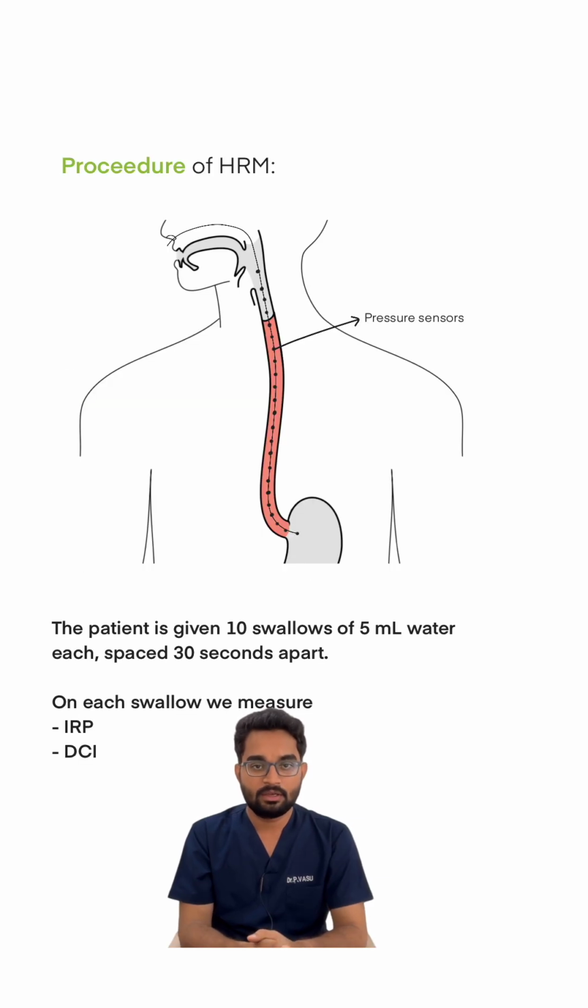After overnight fasting, a thin wire with multiple sensors 1 centimeter apart, which sense the change in pressure in the esophagus, is placed from the nostril into the stomach. After that, the patient is asked to swallow 5 ml of liquid 10 times, each spaced 30 seconds apart.